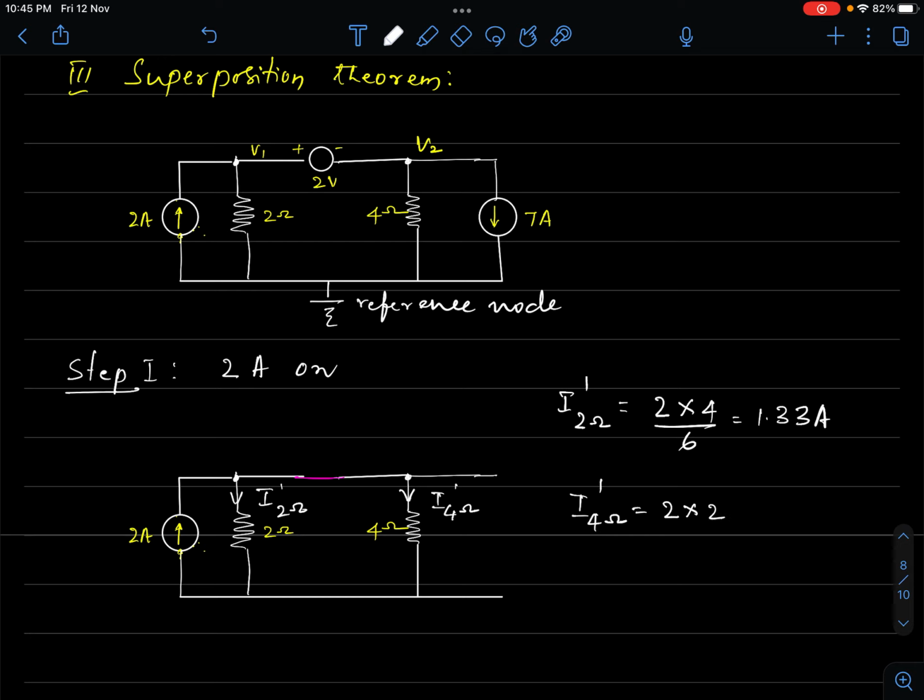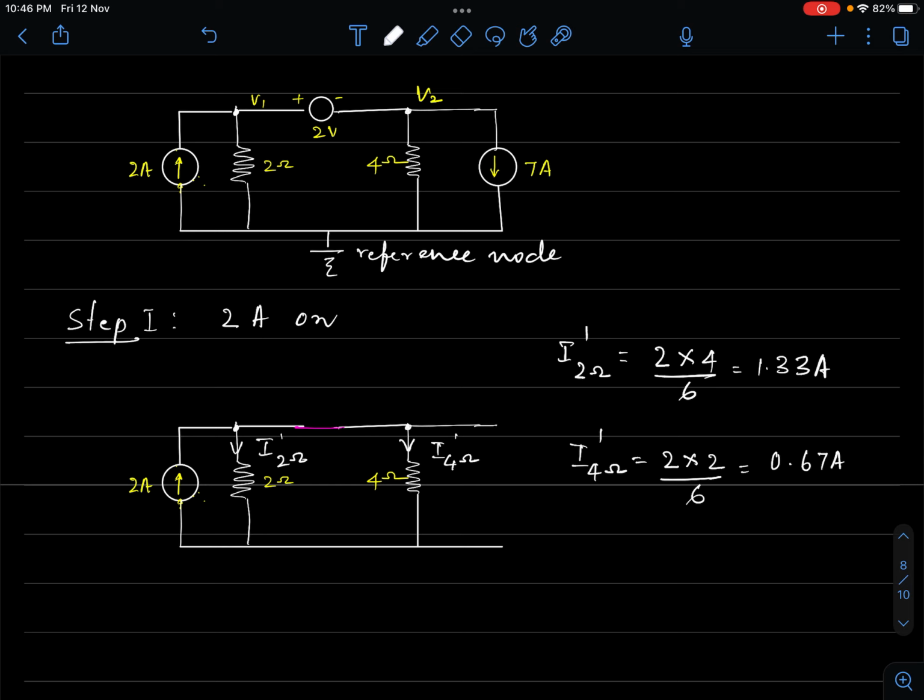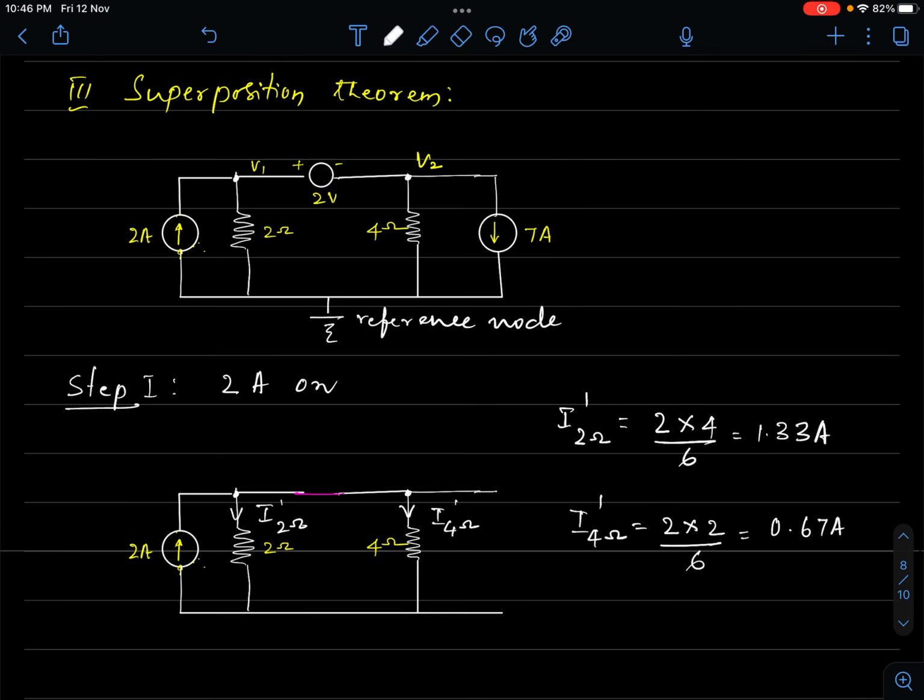It is 2 ampere is the current entering the combination. Resistance of the other branch is 2 and the total resistance of the parallel combination is 6. Or we could have simply done it as 2 minus 1.33. So this comes out to be 0.67 ampere. All right. So the total current is 2. A part of the current, 1.33, is flowing through 2 ohm and 0.67 ampere of current is flowing through 4 ohm. So we have done this due to one source.